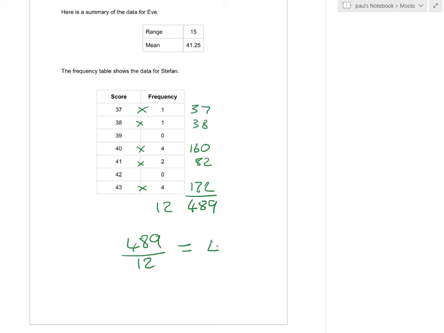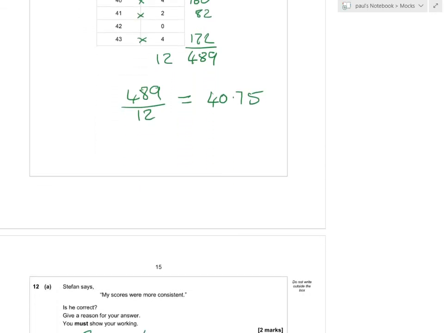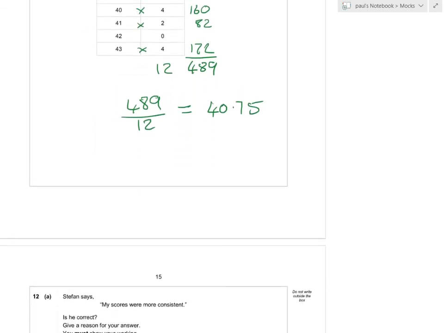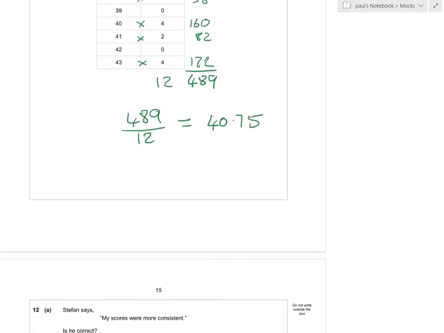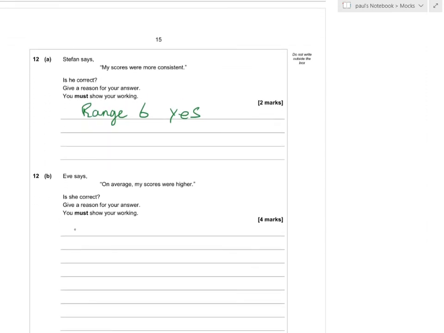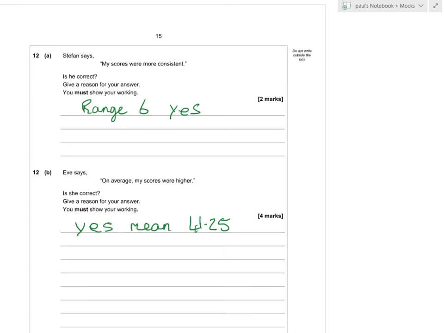Which is 40.75. So that's the mean for Stefan. The mean for Eve was 41.25. So Eve's average was higher. Yes, the mean was 41.25 against Stefan. Obviously, if this was a paper, you'd have Stefan's working out down here. It would be much easier to see.